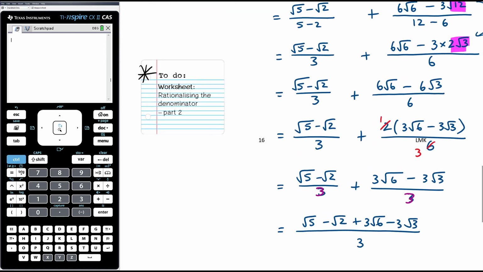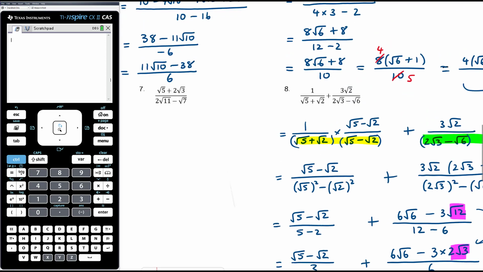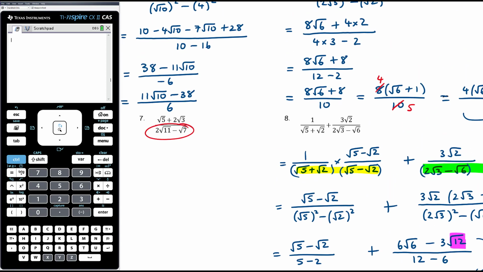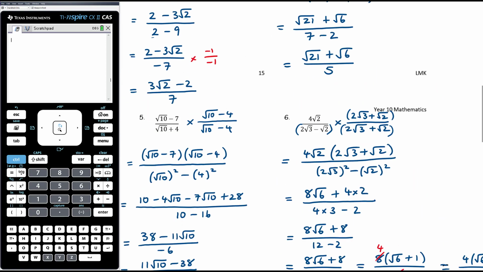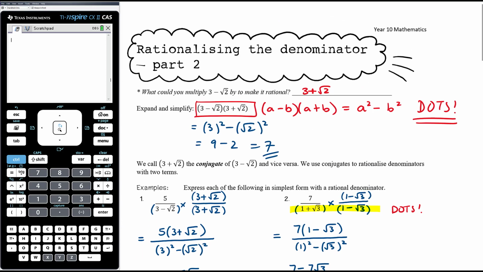Okay, so worksheet, rationalising the denominator part 2. So with these more complex binomial denominators, so that is denominators with 2 terms, the important thing is to use this difference of 2 squares, the conjugate pair, to rationalise the denominator.